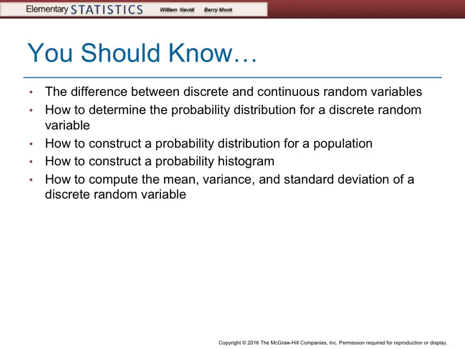So in this chapter, you should know the difference between discrete and continuous random variables, how to determine the probability distribution for a discrete random variable, how to construct a probability distribution for a population, how to construct a probability histogram, and how to compute the mean, variance, and standard deviation of a discrete random variable using our calculator. That concludes section 6.1.